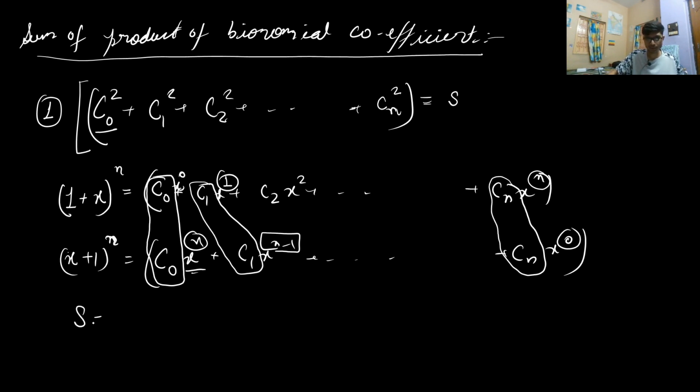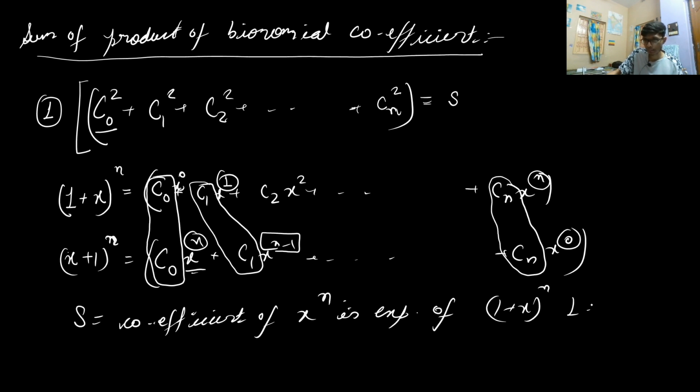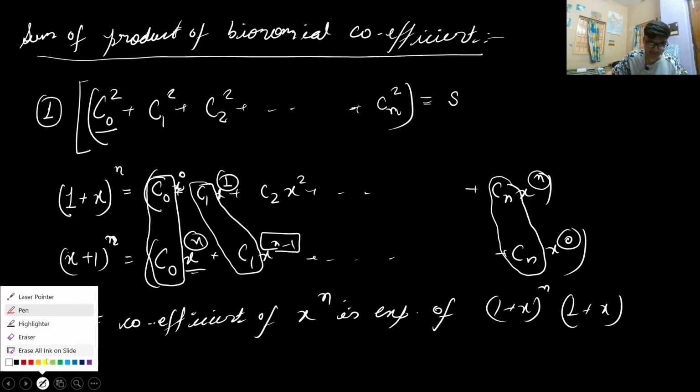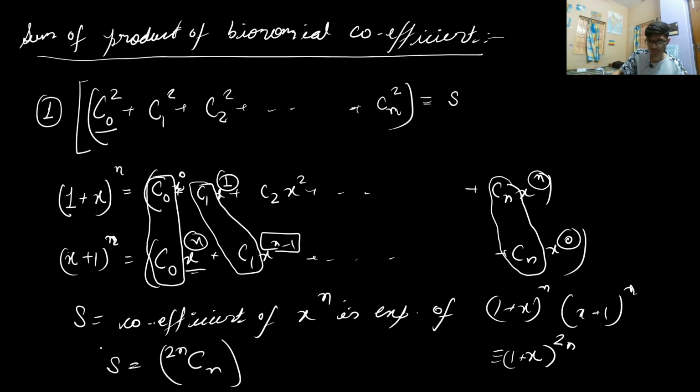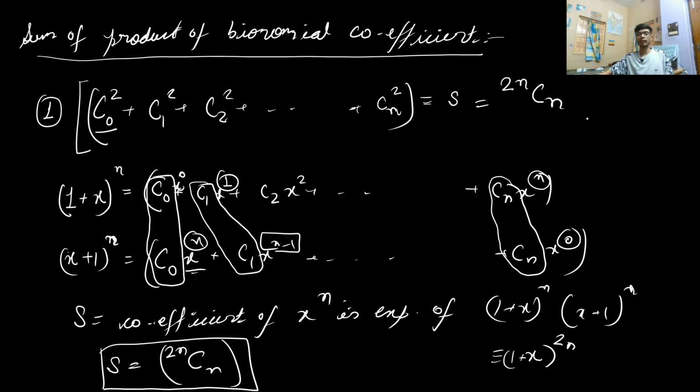So what we can say is that the required summation that you need to find in this problem is nothing but the coefficient of x to the power n in the expansion of 1 plus x to the power n multiplied with x plus 1 to the power n, and that is basically similar to 1 plus x to the power 2n. So we know that the result of this, that is the summation S, will become 2n Cn. You must remember this result. The result will be equal to 2n Cn.